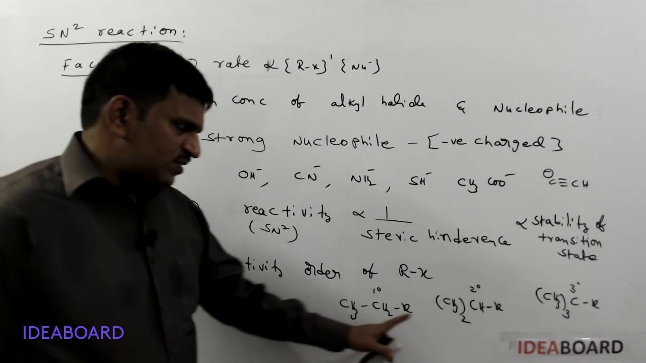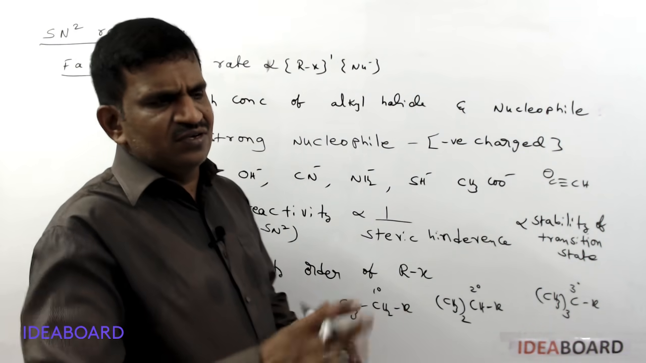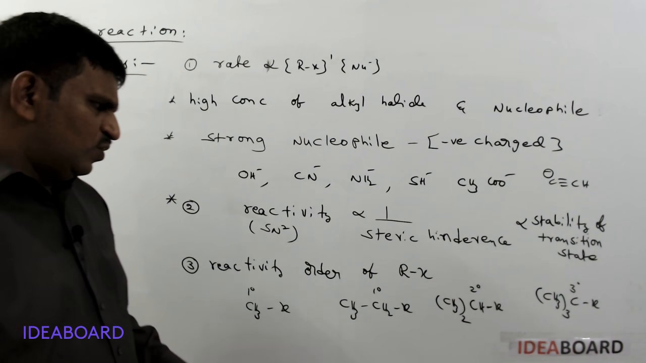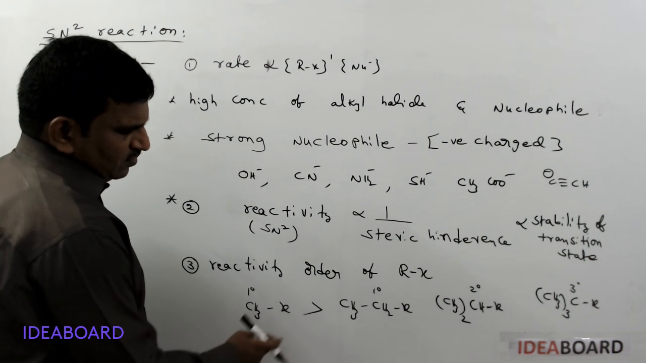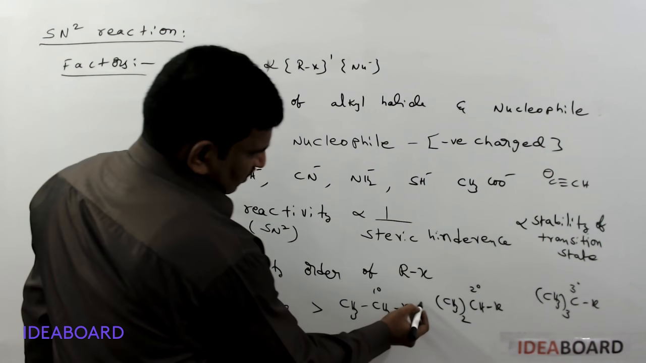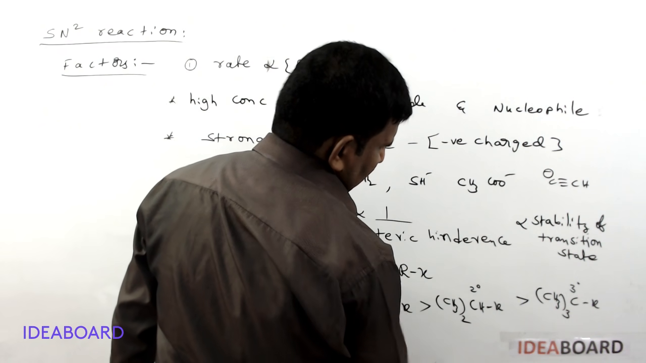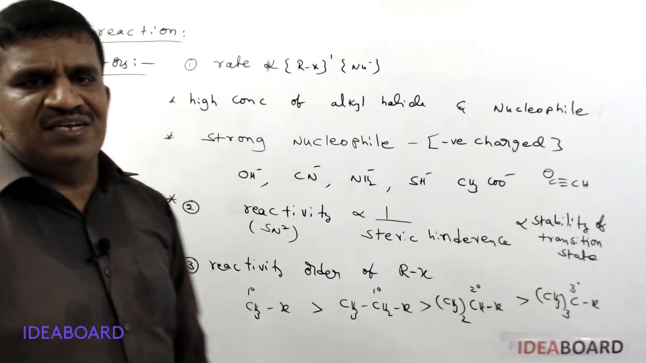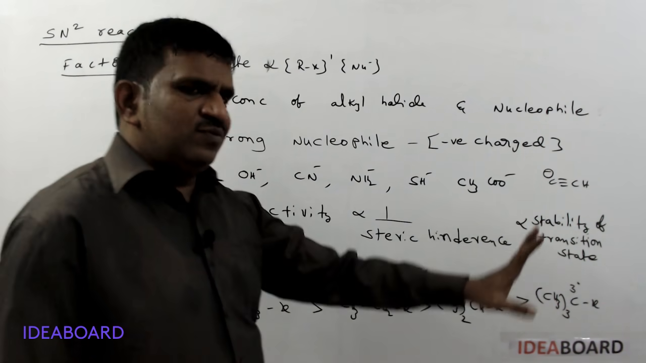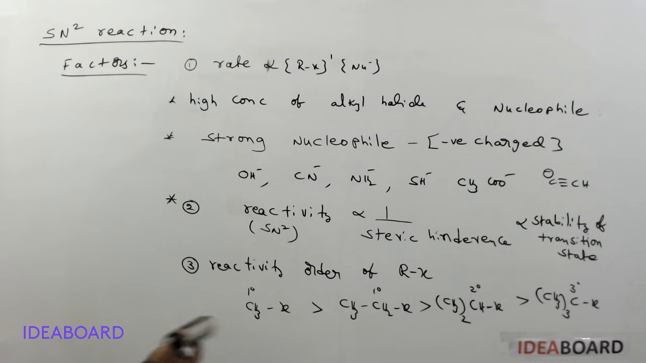Whenever the number of alkyl groups increases, steric hindrance and repulsions increase. So methyl halide, having the least steric hindrance, is the most reactive. Next is ethyl halide, then isopropyl halide or secondary halide, and the last one is tertiary halide, which is practically impossible for the SN2 mechanism. That is the reactivity order of RX.